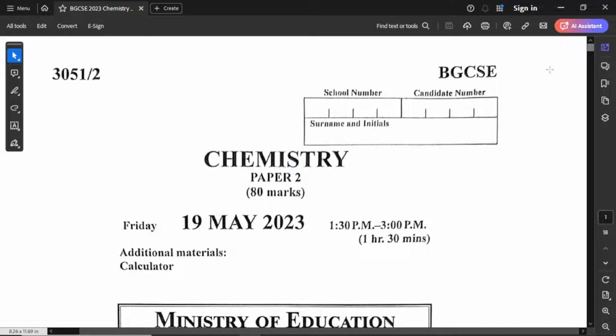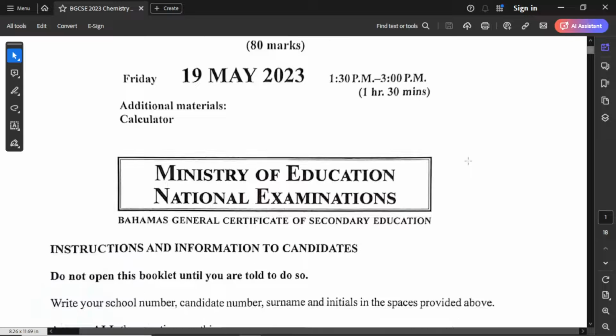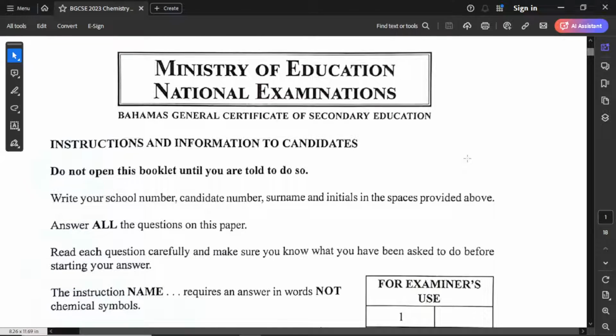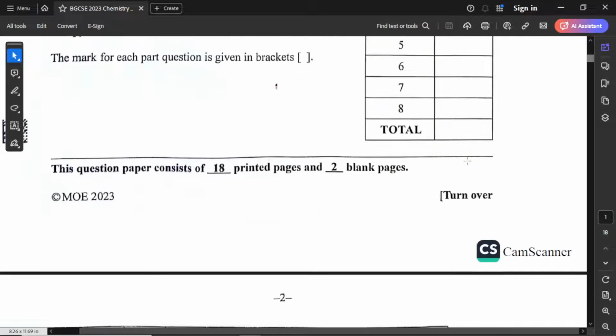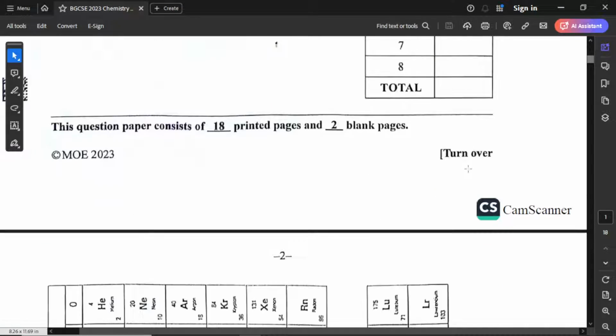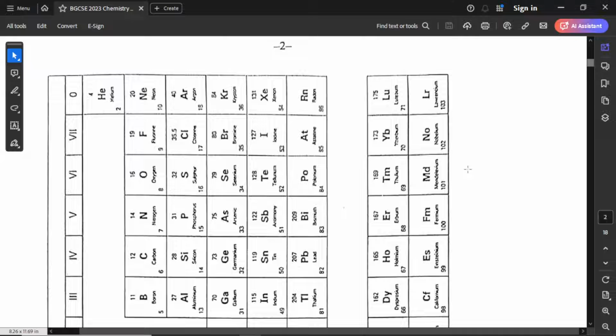Now, today we're looking at this past paper for BGCSE Chemistry. It is a paper 2 from 2023. Please remember, as always, write your school number, your candidate number, your surname, and initials. Also, please read through the instructions carefully and ensure that you understand each instruction before you start the examination. If you have any questions before you begin the examination, please refer to your examiner.